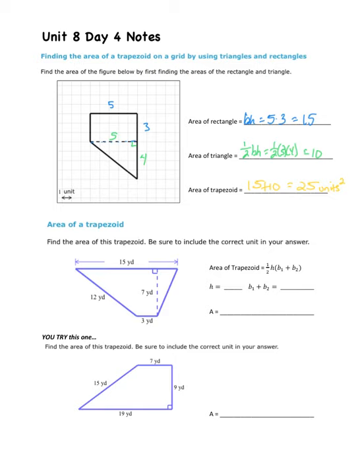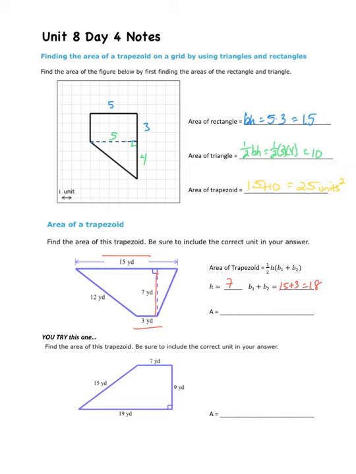So the height, you're looking for a line that goes from the vertex to a base and makes a right angle. There's the height. The height is 7. The two parallel sides are this one and this one. So B1 plus B2, and it really doesn't matter which is B1 and which is B2, because you add them. 15 plus 3 equals 18. So we have our pieces of information. We know the height, and we know the sum of base 1 plus base 2.